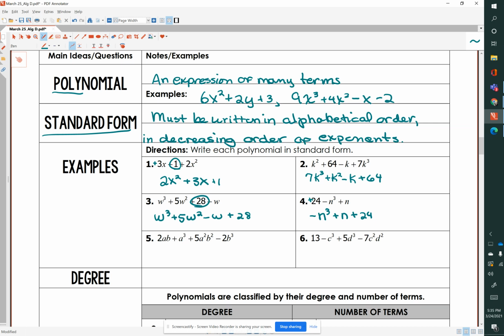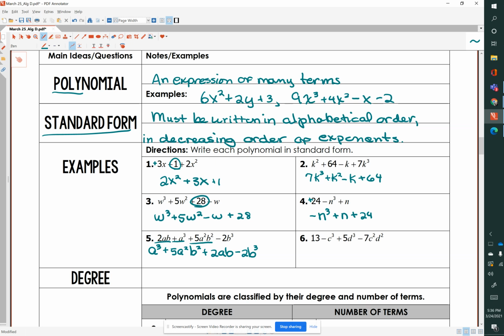Okay, number 5, we'll start out with we have an a to the third power and we have a b to the third power. We do AB order, so it would be a to the third, then we would do this plus 5a to the second, b to the second. Okay, so we've got this. Then we would do the 2ab, because it has an a in it, so that's plus 2ab minus 2b to the third. So alphabetical order is first, then descending order of the exponents.